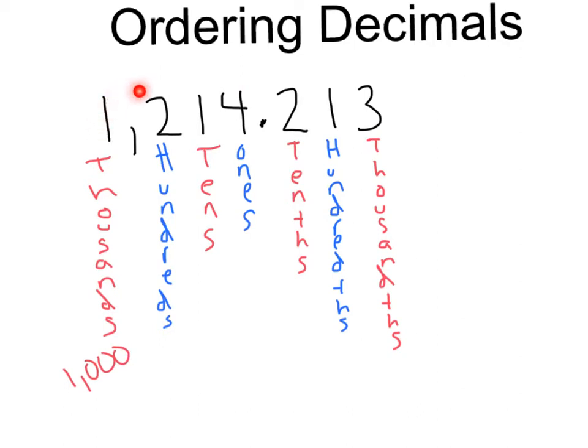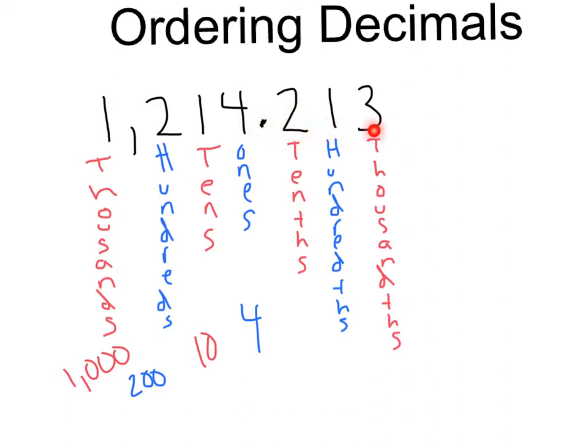Here, since we have a 1 there, this number is worth 1,000. Moving to the right, we have the hundreds column. Here we have 2 hundreds. This is worth 200. Next we have our tens column. We have a 1 here. This is going to be worth 10. And then next, our last whole number, we have our ones column. Here we have 4 ones. This is going to be worth 4. Now we move past our decimal here.